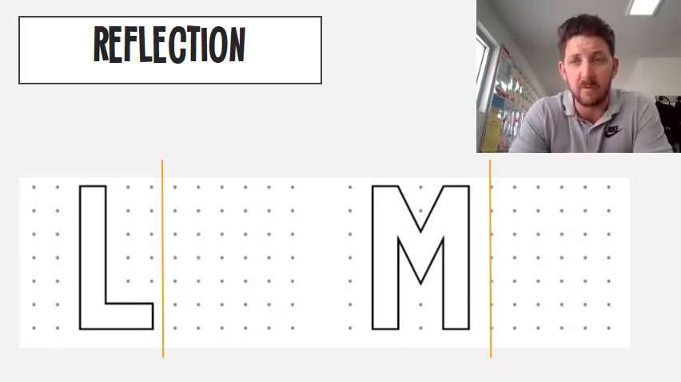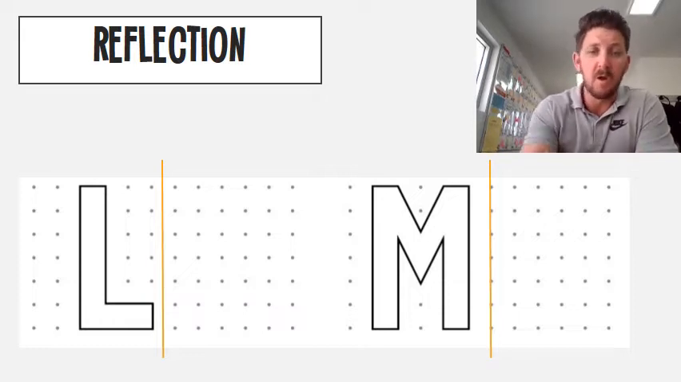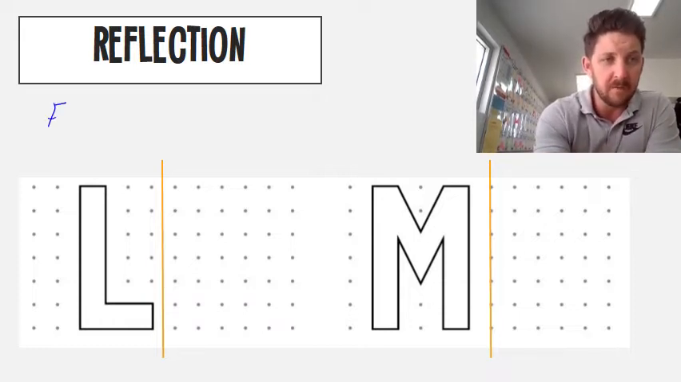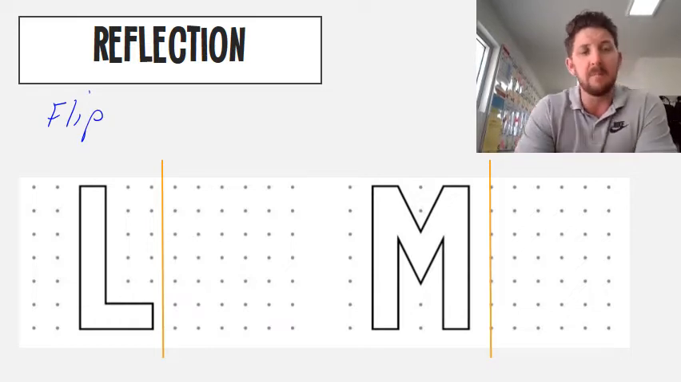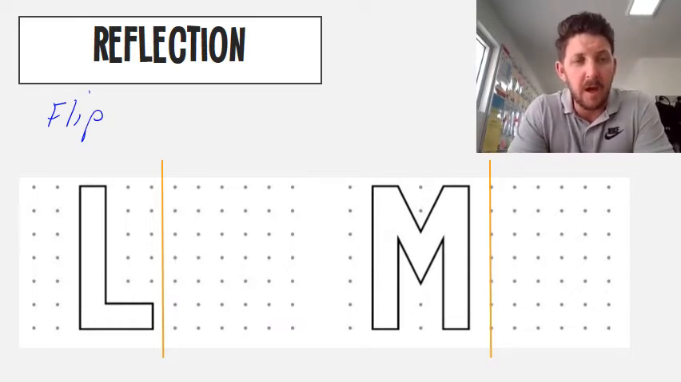Now reflection, another word for reflection, I'm going to write it up here so you can write this in your notes, is to flip. Flipping means you need to be able to find the line of symmetry or the line of reflection, which is in the middle, and you're going to flip that shape. Now if we have a look at the first one here, it's an L.